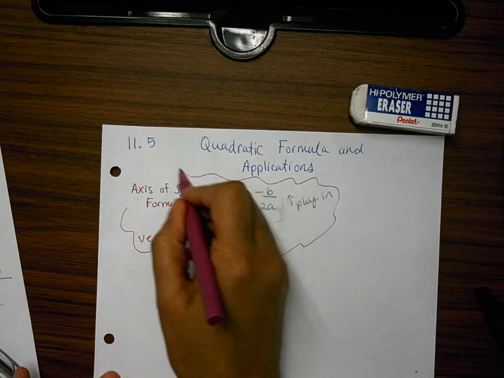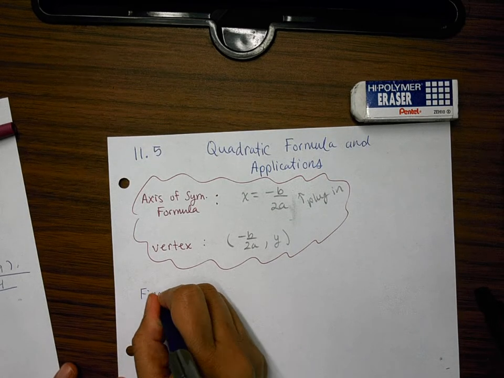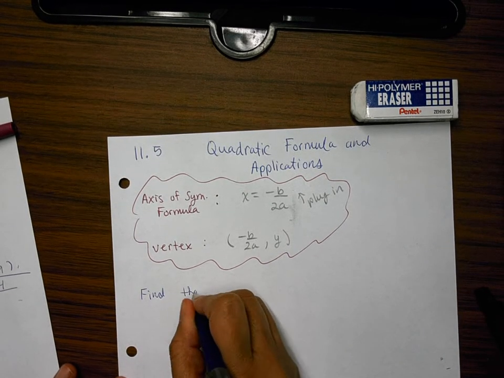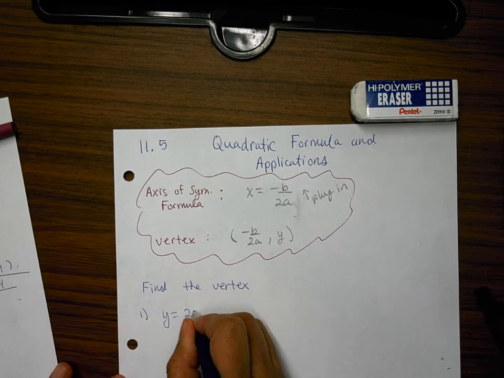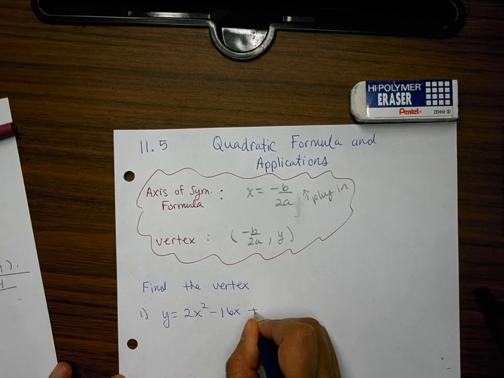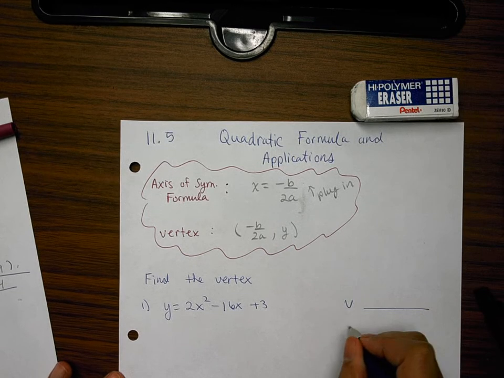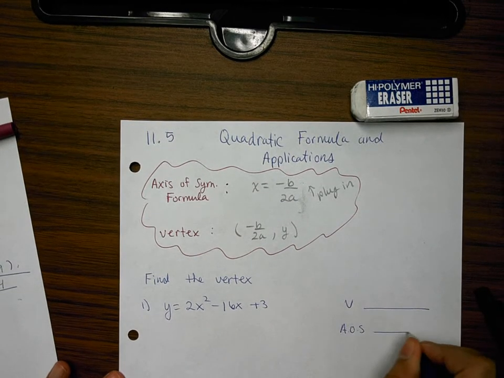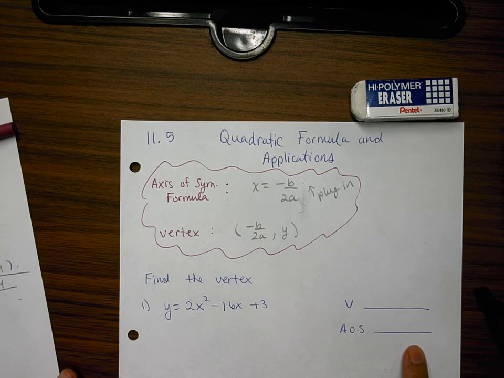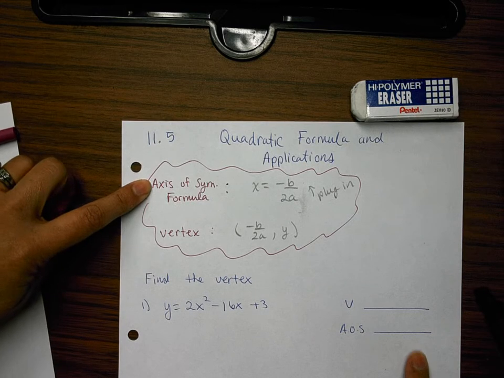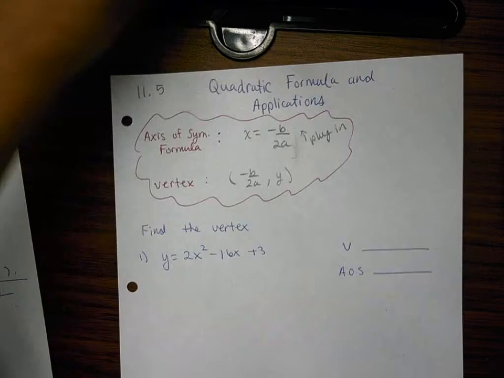Okay, we're going to see some examples. Find the vertex. Number 1. Y equals 2x squared minus 16x plus 3. Vertex, blank, and AOS. Remember, AOS stands for axis of symmetry. Now, technically, I'm asking for the vertex first and then the axis of symmetry, but in reality, we're going to find the axis of symmetry first and then the vertex. So I'm asking for them out of order, but we can figure it out.